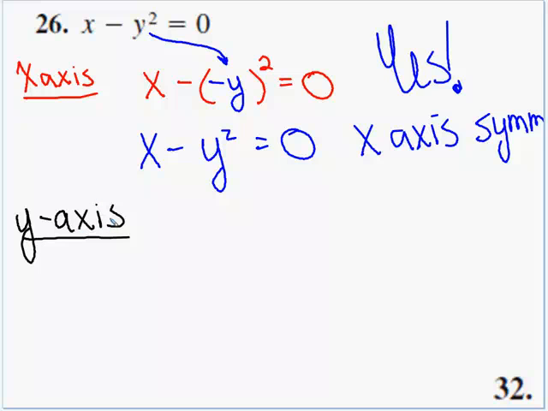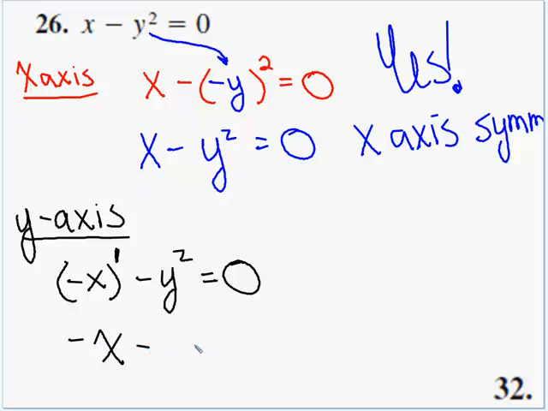Let's check the y-axis. So now we're going to replace the x with a negative x. And we're going to leave the y alone. So since this is to the first power, we can just drop the parentheses. And now we have negative x minus y squared equals 0. Is that equivalent to what we started with? No, we have a negative in front of the x down here now.